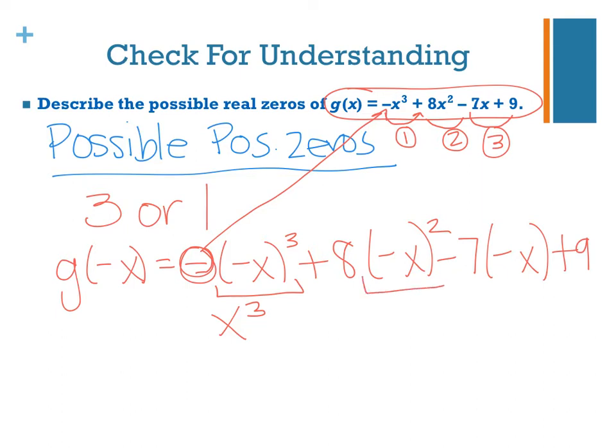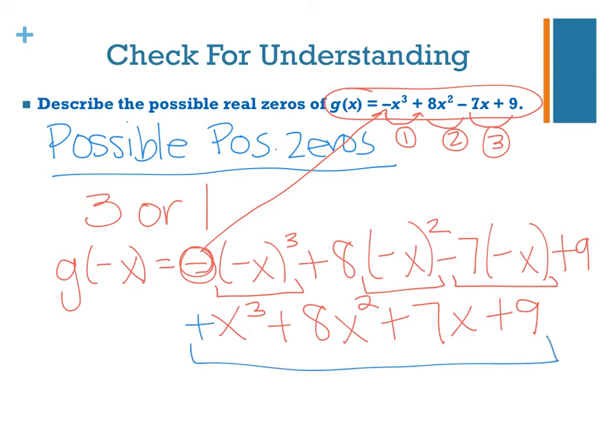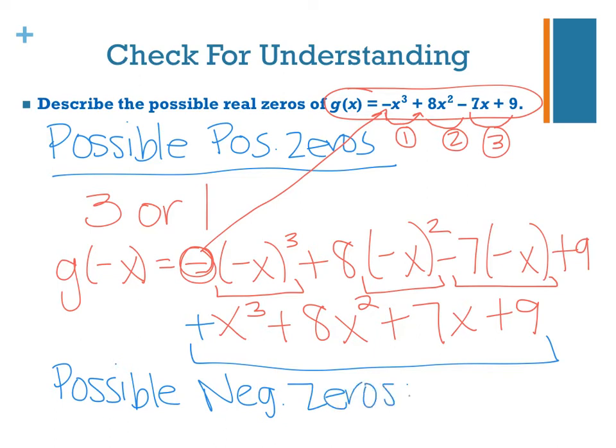And then here I get negative x squared. So negative x times negative x is positive x squared times 8 is a positive 8x squared. Negative 7 times negative x is positive 7x. And then a plus 9 at the end. Now if you look at this, all of the terms are positive here, so there are no sign changes. What that means is that there aren't any possible negative zeros, because there are no sign variations in our equation once we've evaluated for negative x.